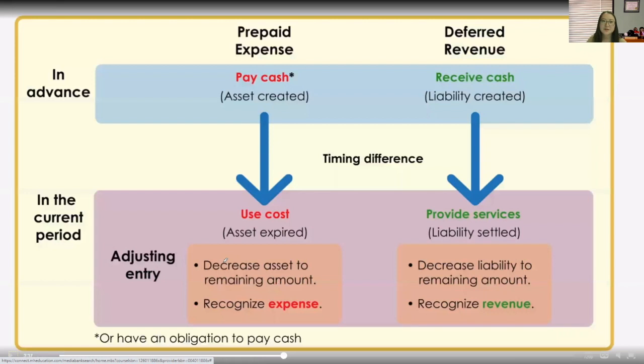This used portion of the supplies we consider to be supply expense. Okay, so let's see the revenue side, right? The timing differences between the cash received in advance and the economic transaction being recognized, whether it's expenses or revenues, are recorded by decreasing an asset or decreasing a liability and recognizing expenses or revenue during the current period, right?